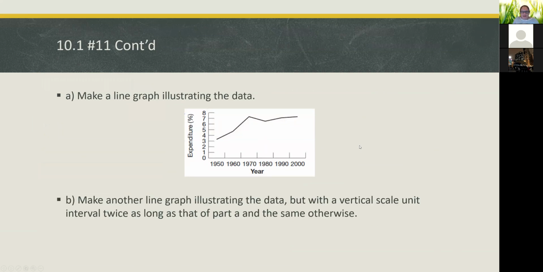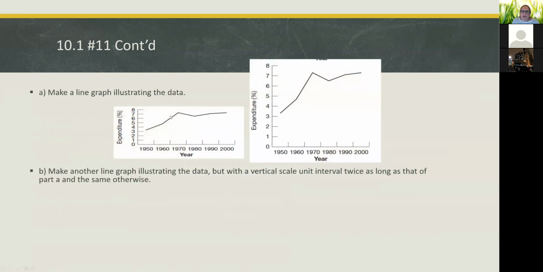Part B says to make another line graph illustrating the data, but with a vertical scale unit interval twice as long as that of part A, but otherwise it's exactly the same. So for example, if from 0 to 8 on this graph is, for example, 2 inches, on my other graph, I just want to double that and make it 4 inches. Right? And if I do that, it looks something like this.